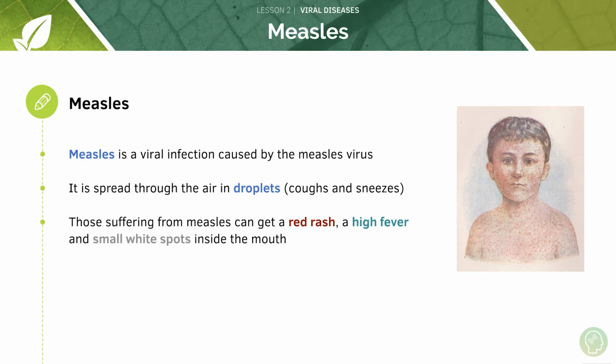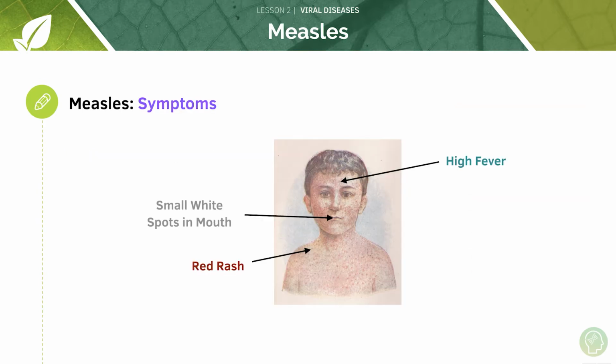So symptoms include a red rash, high fever, and small white spots in the mouth. When you have clear symptoms like this, it's something that you can clearly remember as 3 separate points. 3 of the symptoms include a red rash, high fever, and small white spots in the mouth.